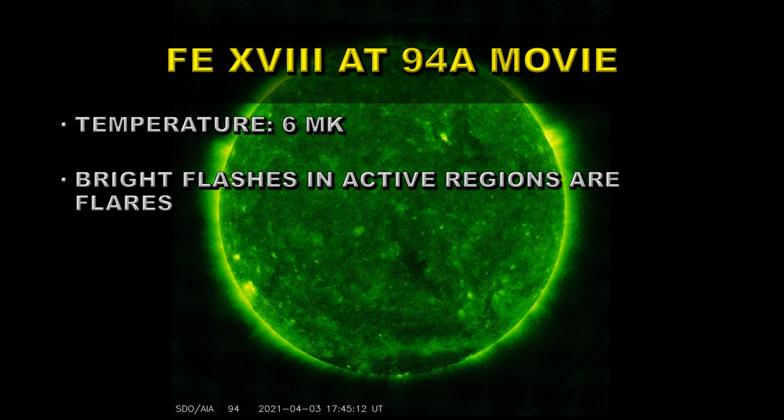Now we're going to take a big leap in temperature. We're going to go up to about 6 million degrees Kelvin. And this shows when there's bright flashes in some of these regions, that's where there are small flares going on. So this is really a way of detecting the hottest plasma that is visible to this instrument.